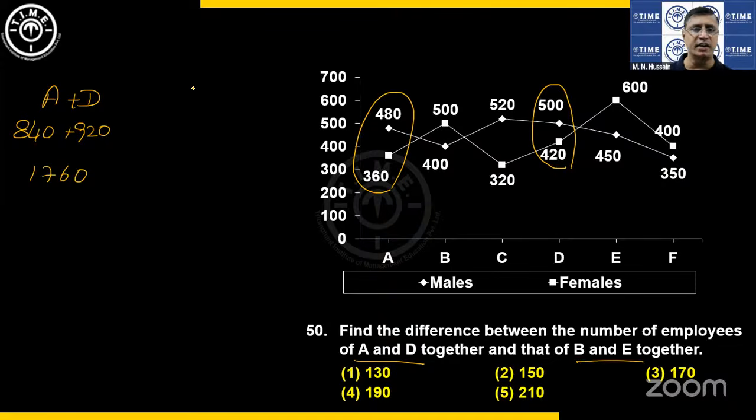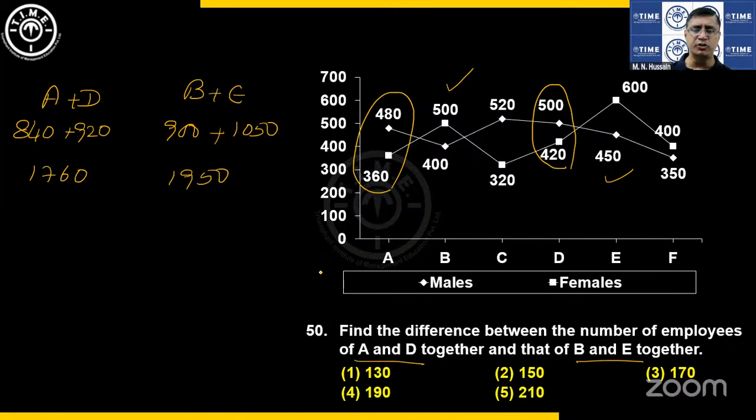And B and E together. What about the B value? B is equal to 500 plus 400, that is 900. E is equal to 600 plus 450, that is 1050. Together, 1950.